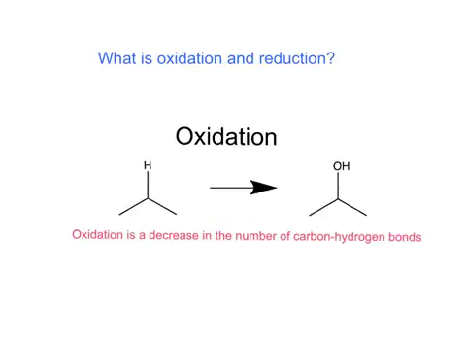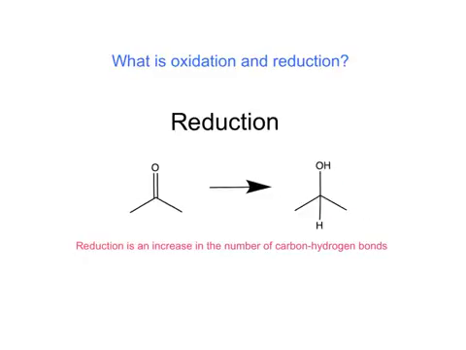To start off, we'll explain what oxidation and reduction are. Oxidation is a decrease in the number of carbon-hydrogen bonds. We see in the first compound that there's one bond to hydrogen here. We also have bonds on these carbons here and here. And in the following compound, we see a decrease in hydrogen bonds due to the oxygen bonding to the carbon instead of the hydrogen. Next, we will explore what a reduction is.